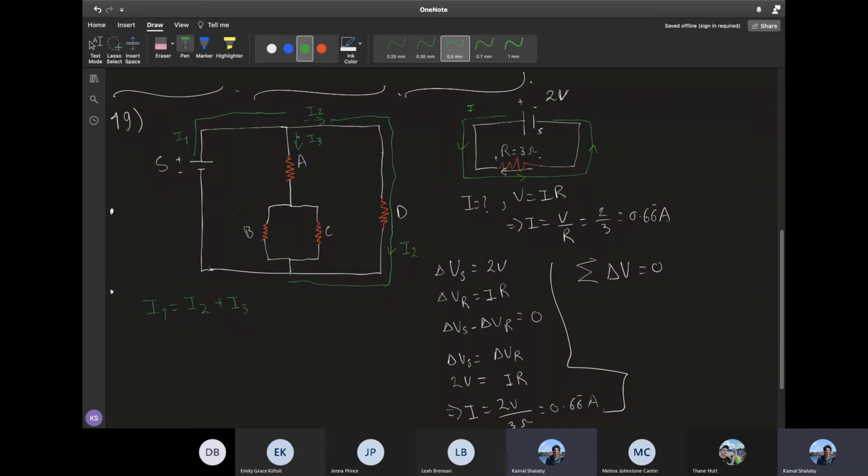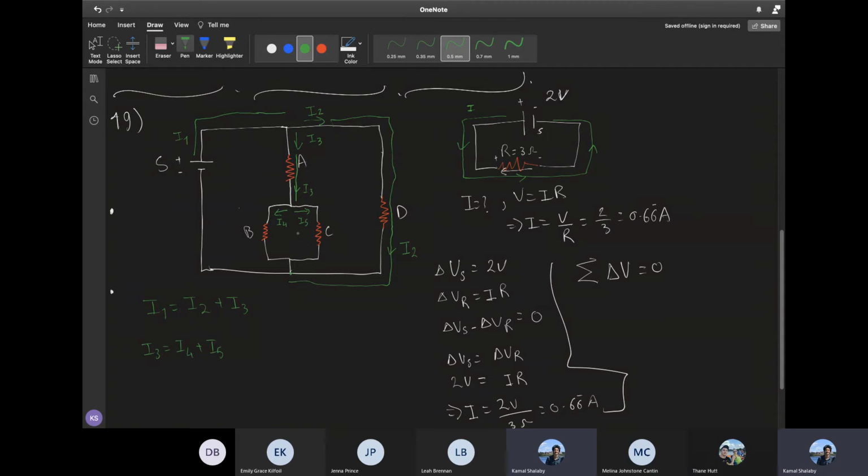Okay. So now I3 will be going straight down. Then it meets a junction. This is I3. Because of that junction, it would have to split into two currents, one to the left and one to the right. Let's call this I4 and this I5. Again, since I4 and I5 are just coming from I3, we have that I3 is equal to I4 plus I5. Is that part okay?